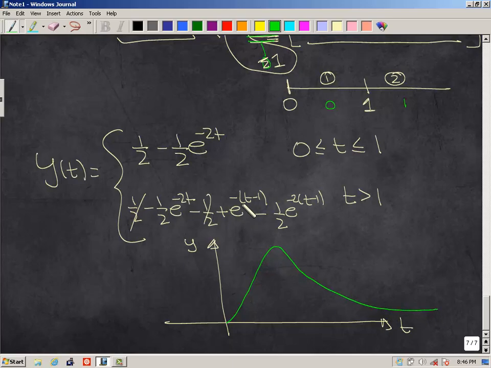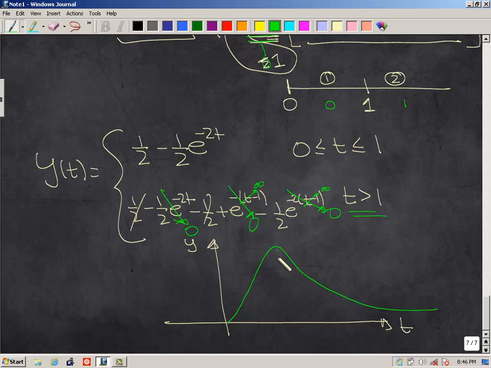Why is it going to die? Because these exponentials, as t goes to infinity, this will be infinite. You get e to the minus infinity, that'll be 0. This will go to infinity. Negative 2 times infinity is negative infinity. E to the minus infinity is 0. This is 0. So everything will go to 0 as t goes to infinity. Infinity means it's bigger than 1.